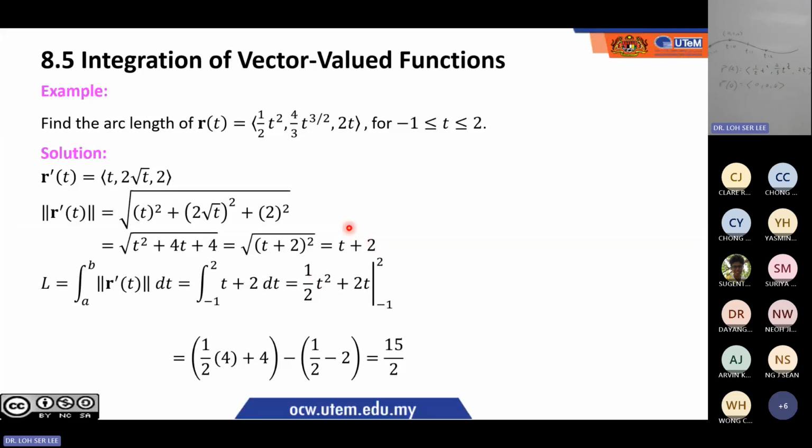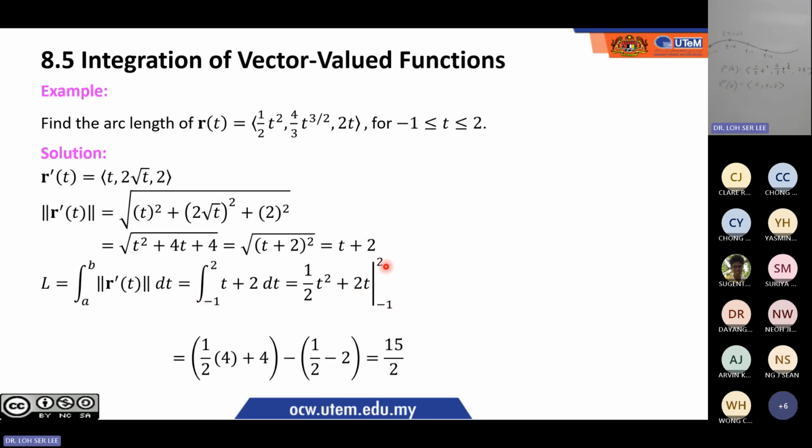Just now we obtained t plus 2. So we put this into the formula: integrate t plus 2 from -1 to 2 with respect to t. When you integrate t, you get t squared over 2, and for 2, you get 2t, and then you need to substitute these values.